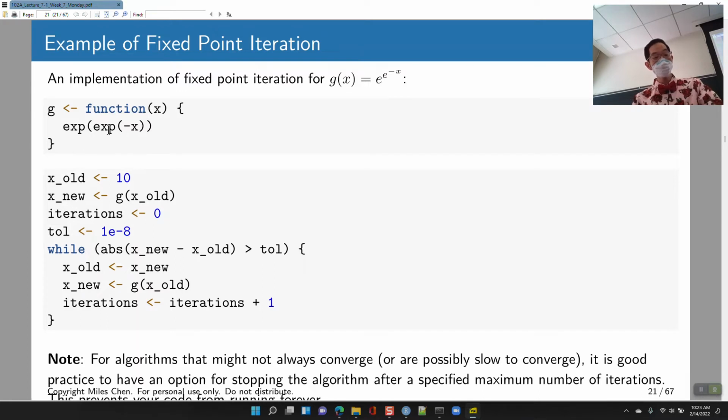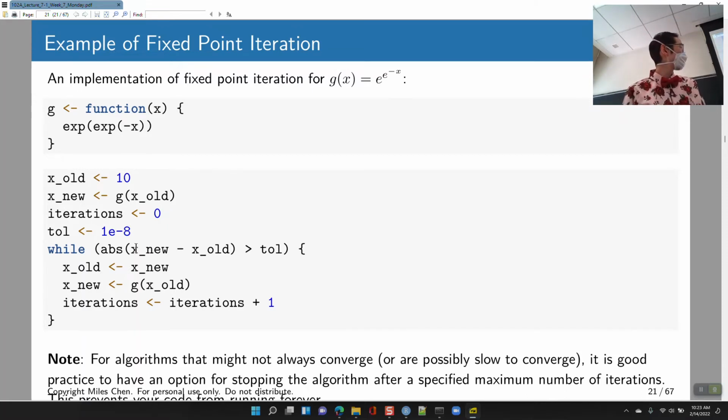And then all I do is I'm going to just repeatedly iterate and apply the same function over and over and over again. So I'm going to just start off at some arbitrary value, 10, doesn't matter. And then we're going to say take this old value, apply g to it. This will become our new value. We'll just start off and just say iterations is equal to 0. My tolerance level will be 10 to the negative 8. So I want to get at least to 8 decimal places of precision.